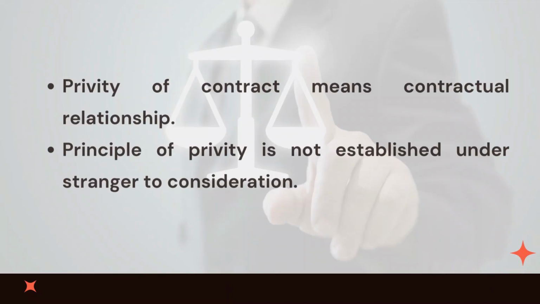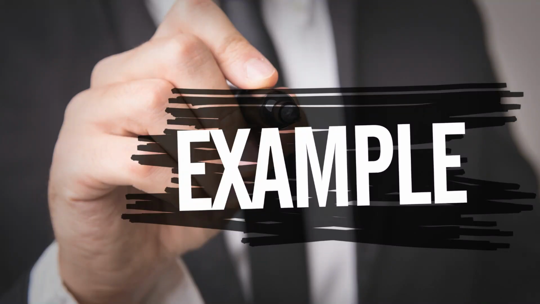Privity means a relationship between two parties. So, in the stranger to a contract, there is no legal relationship between the parties. The principle of privity is not established under a stranger to consideration. Let's take an example of Kedarnath Bhattacharjee versus Gauri Mohammad. That case happened in 1887.